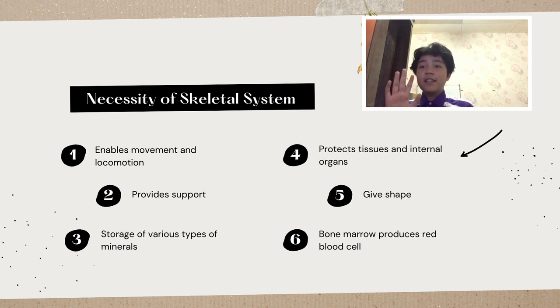The last one is necessity of skeletal system. There are 6 necessities of skeletal system. The first one enables movement and locomotion, provides support, storage of various types of mineral, protect tissues and internal organs, give shape, and last one, bone marrow produces red blood cells.